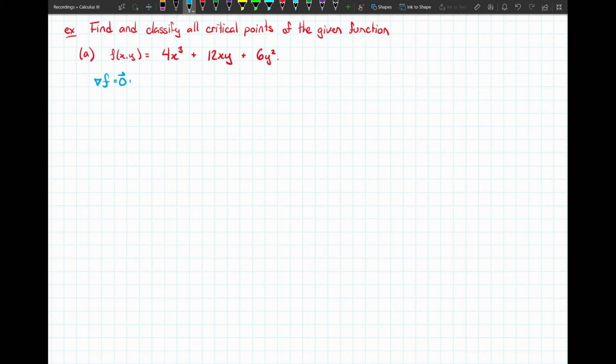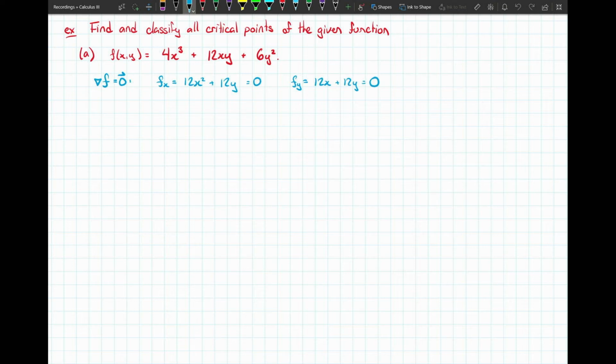Now this particular equation can be split up into 2 parts. The partial derivative of f with respect to x, that's 12x squared plus 12y. That would have to equal 0. And a second equation where the partial derivative of f with respect to y, that would be 12x plus 12y, is also equal to 0.